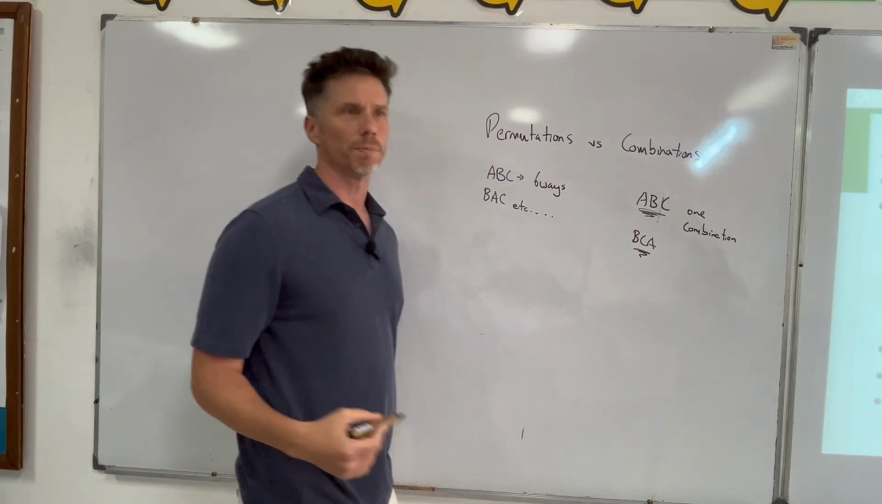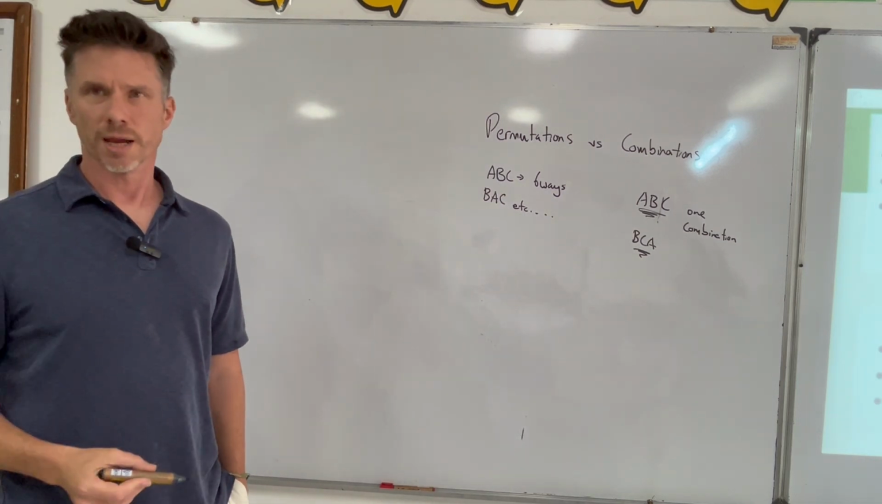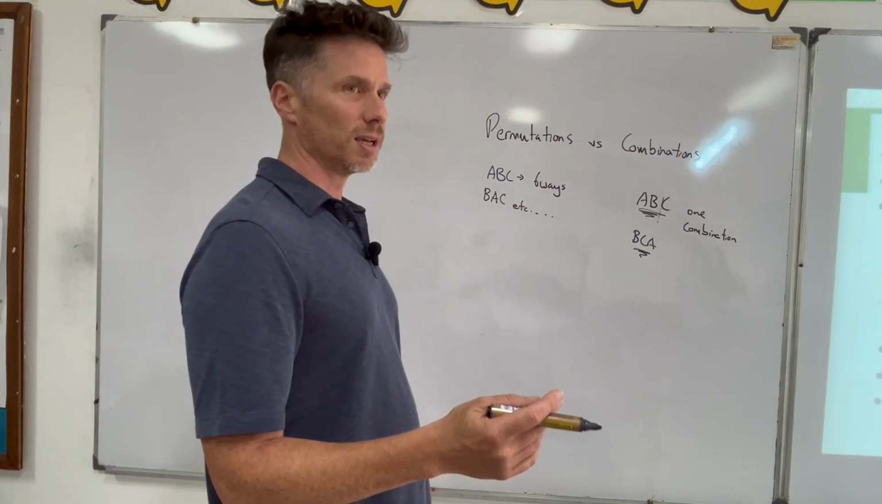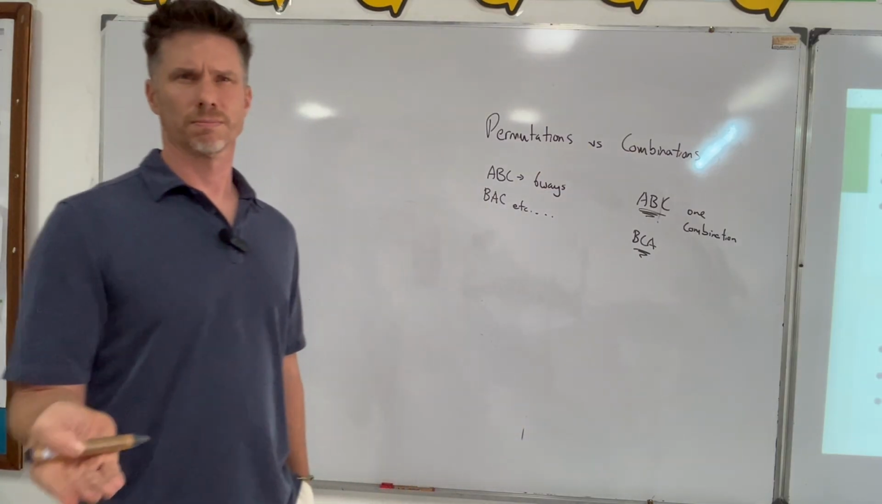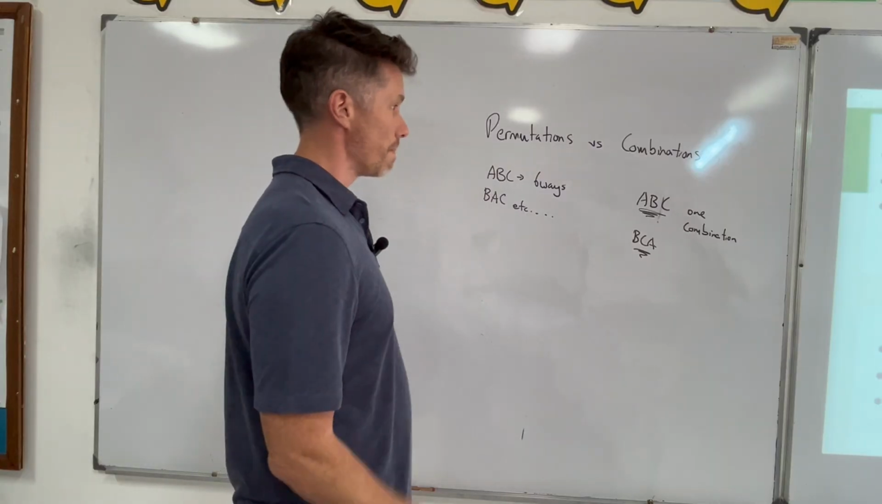So imagine 3 people are picked for a team. It doesn't matter what way you say the 3 names. They're the 3 people who are picked. So that's just one selection. It doesn't count as 6 different selections because you can put them in different orders. Okay, so that's the main difference.